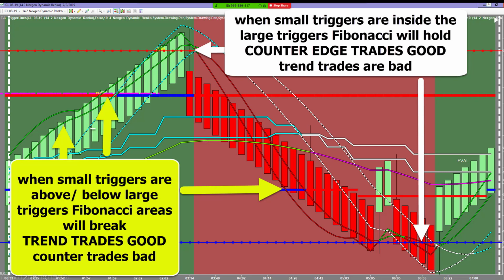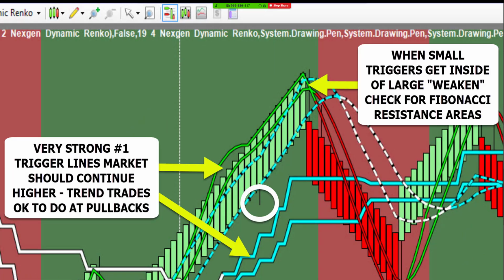And this is the type of trade, those of you that know our trades, where we'll get a pivot stop out at fibs and then we'll go long. So, again, just a visual for you. Watch how simple the visual is. Very strong number one trigger line look. We'll buy pullbacks to Fibonacci support areas on our smaller charts. And then when our small triggers get inside of the other triggers, which is what we call weakening, we check for Fibonacci support and resistance.